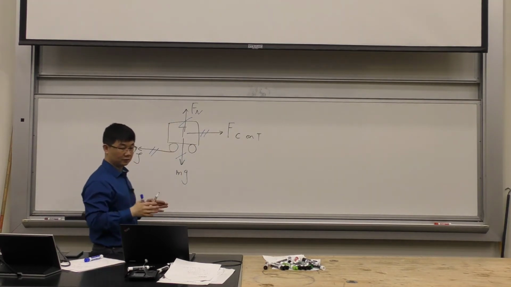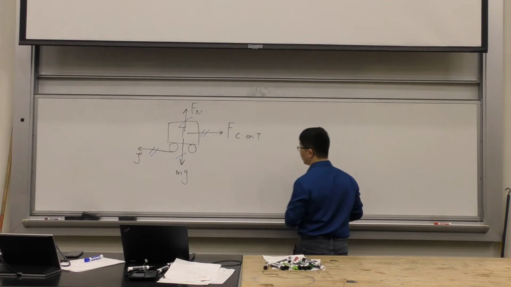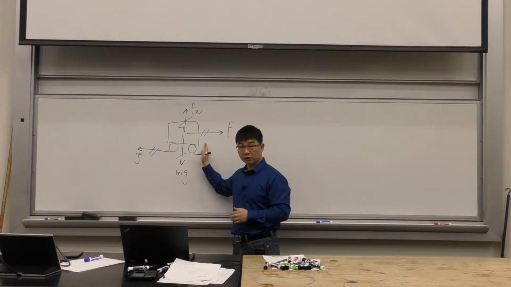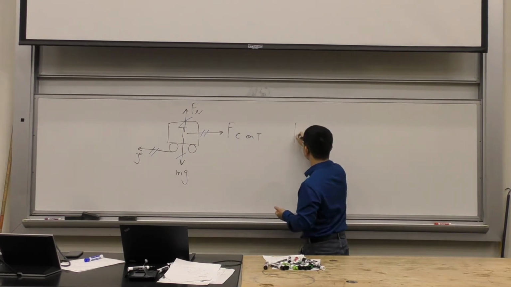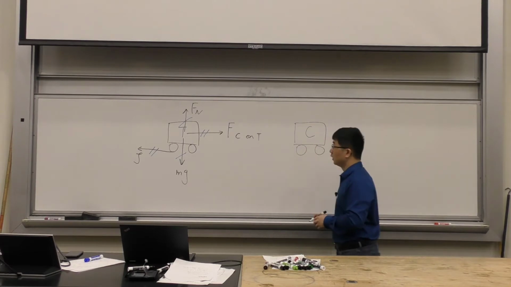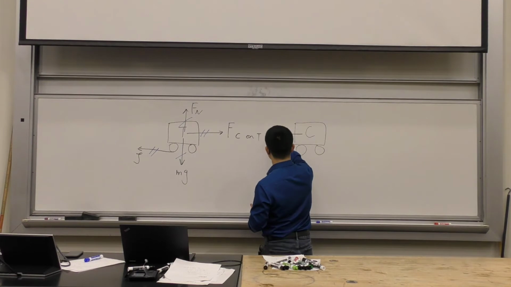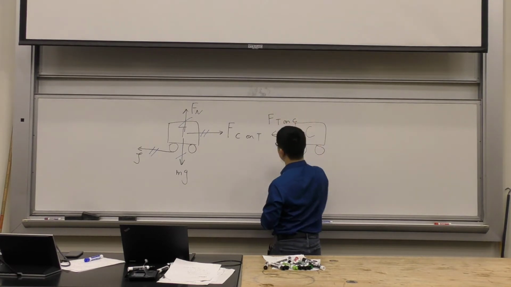Then what about the force from the trailer on the car? You don't draw that force on the trailer, right? If I'm interested in the car, this is a car, I want to draw all the forces on the car, I will draw this force. You see, there's a force from the trailer on the car.